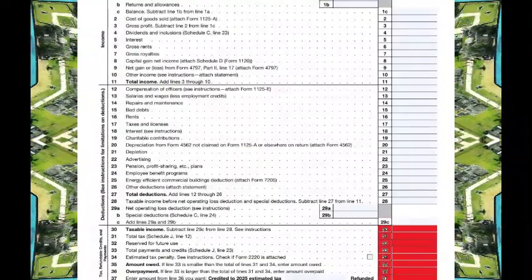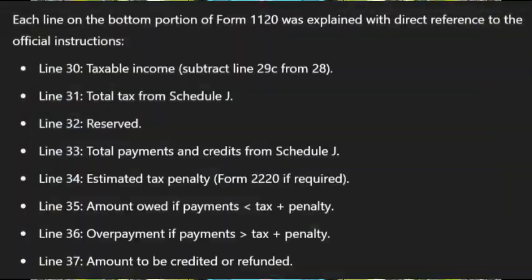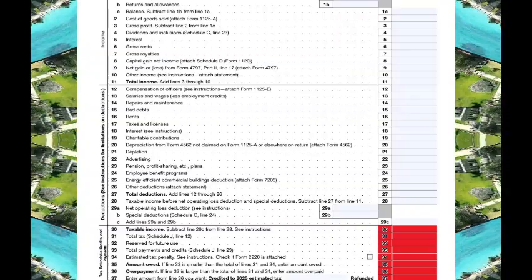Line 35 then shows the amount owed. If your total tax, line 31, plus any penalty, line 34, is more than your total payments and credits, line 33, this line shows how much you still need to send to the IRS. That's the bill. Conversely, line 36 shows an overpayment. If your payments and credits, line 33, were more than your tax plus penalty, this line shows how much the IRS owes back to the corporation.